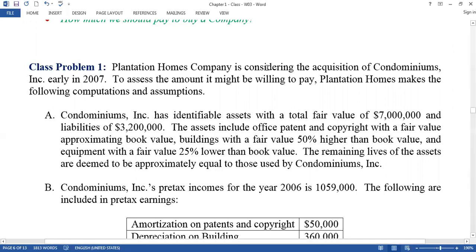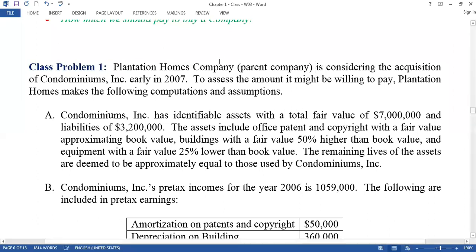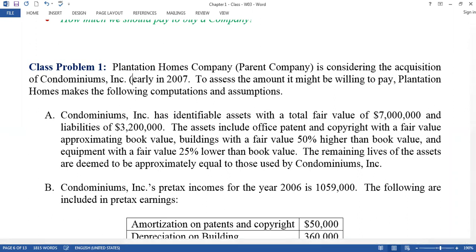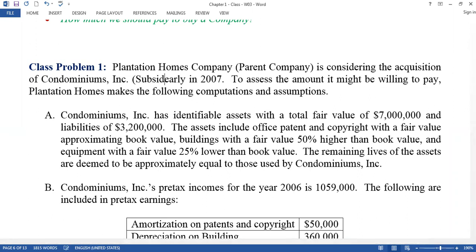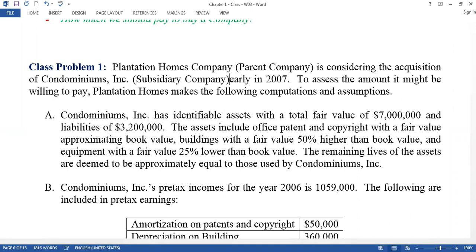So now, as you already decided, you are here, the Plantation Homes Company. For example, this is the parent company. So assume that this is the parent company, Plantation Company. And you are going to consider buying Condominiums Incorporation, and it is something like a subsidiary company. So this is your plan. You want to buy this.